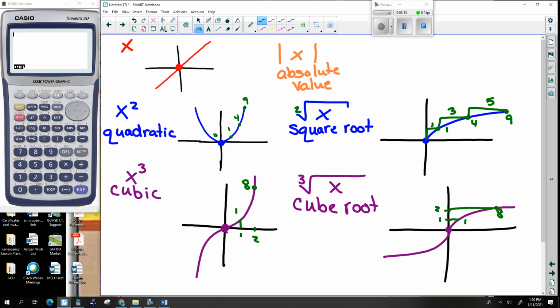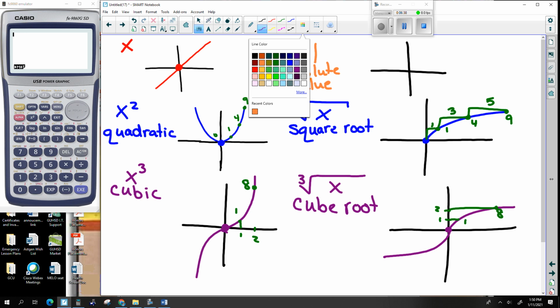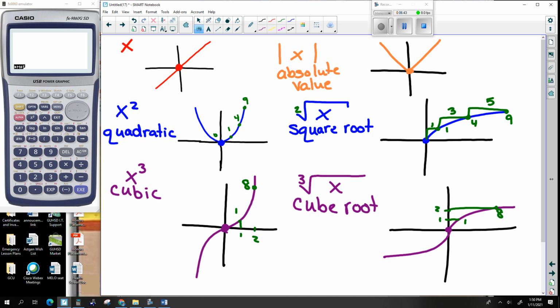And what an absolute value looks like is a V. So it goes up 1 over 1, up 1 over 1, and it looks like a V.